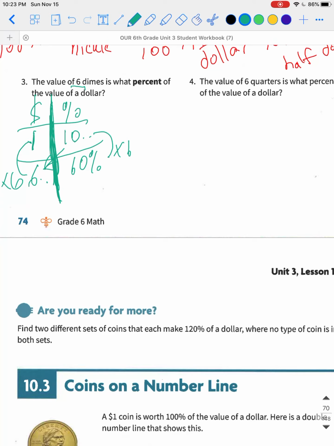6 dimes is 60% of a dollar, or it could be written as 60 over 100.